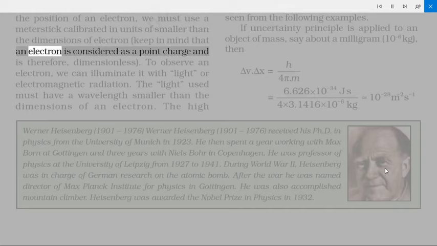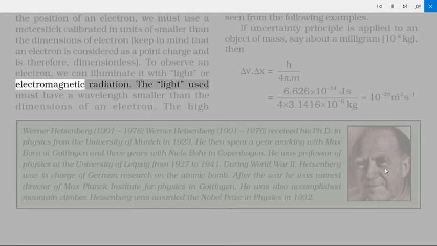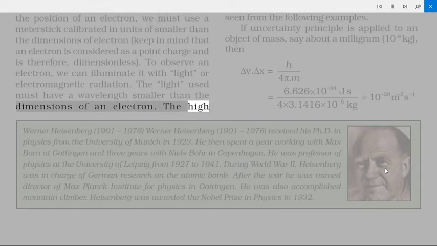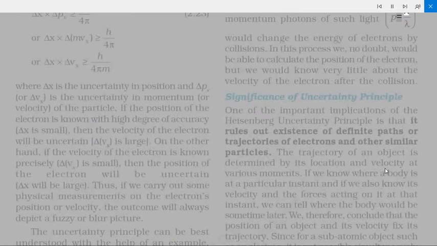Keep in mind that an electron is considered as a point charge and is therefore dimensionless. To observe an electron, we can illuminate it with light or electromagnetic radiation. The light used must have a wavelength smaller than the dimensions of an electron. The high momentum photons of such light, p = h/λ, would change the energy of electrons by collisions. In this process we, no doubt, would be able to calculate the position of the electron, but we would know very little about the velocity of the electron after the collision.